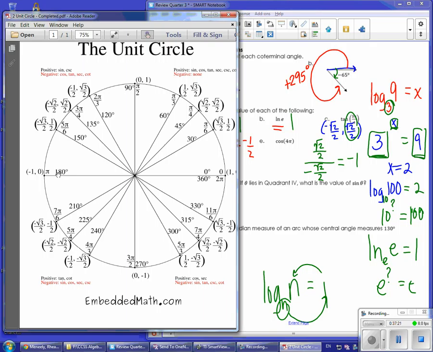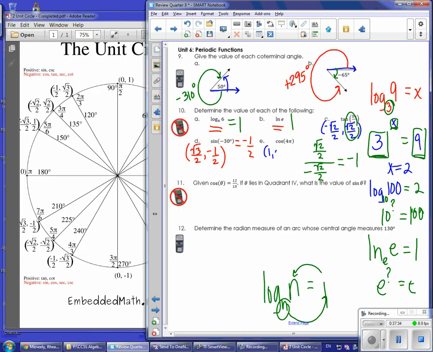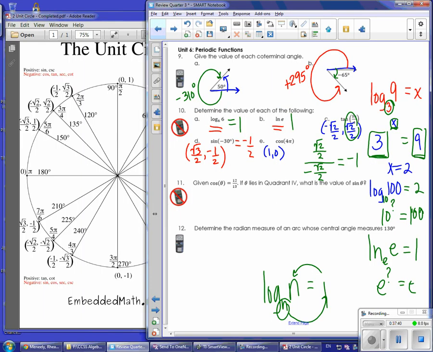So at 4 pi, this is the same angle as 2 pi, which is the same angle as 0. And so if I think about the ordered pair that is associated with that, it's the ordered pair 1, 0. And if I want the cosine, remember we said the cosine is just going to correspond to the x value. And the x value of this ordered pair is simply 1. So notice some of these answers are just equal to 1.